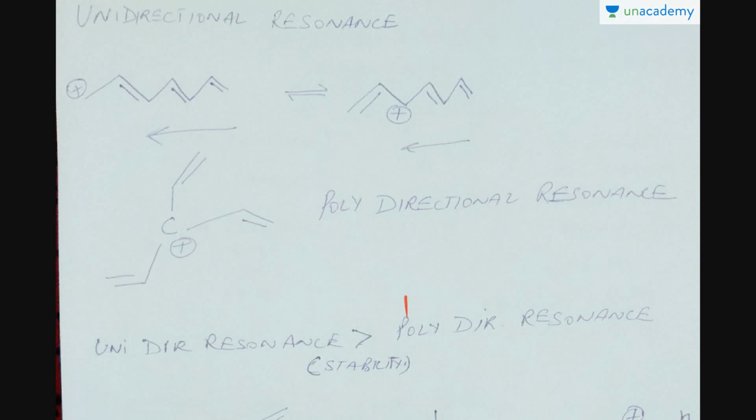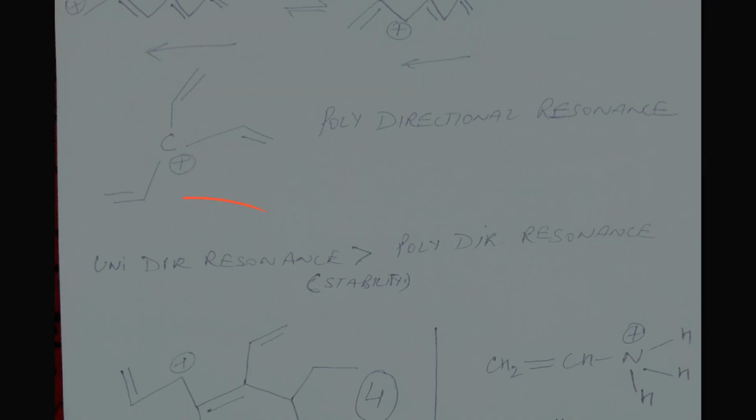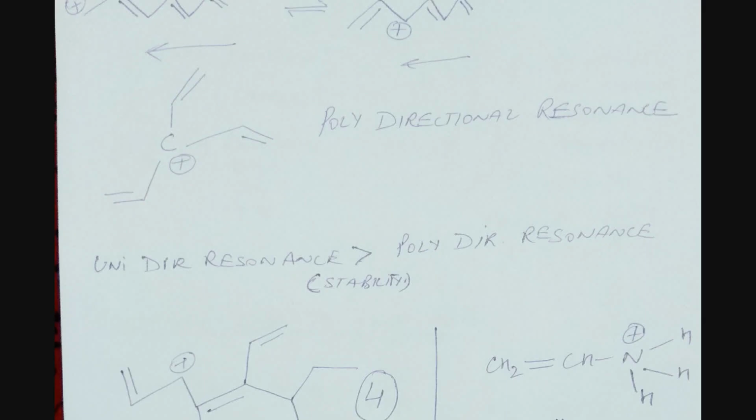But in polydirectional resonance, like in this, we have energy scattering from all the ends, therefore it is not that stable. So in polydirectional resonance, from all the ends the energy is scattered or the electrons are coming. Therefore, these are not that stable. So unidirectional resonance is more stable than polydirectional resonance.